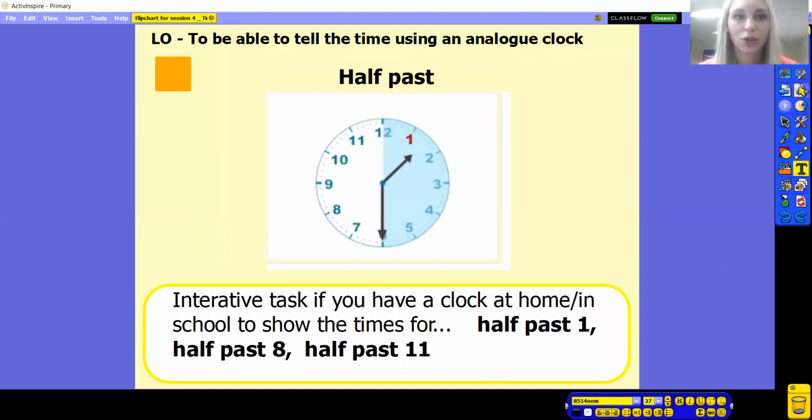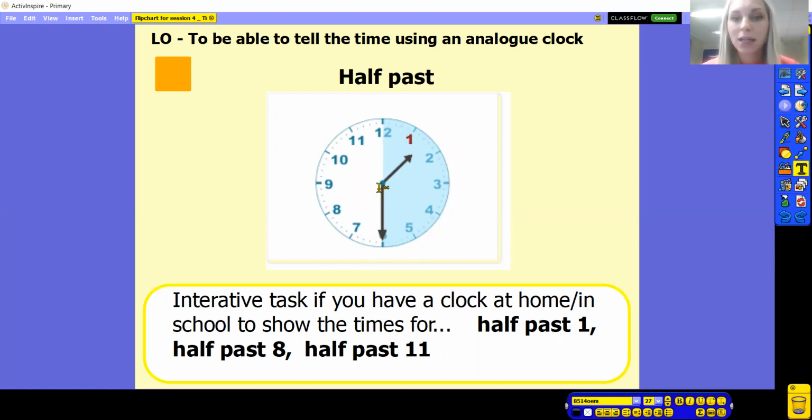Now I'm going to show you orange work. So orange work is telling the time to half past using the analog clock face. Okay, so we know from before that when the minute hand, this long hand, is pointing to the 12, that shows o'clock. Now when that minute hand has gone halfway around the clock and is now pointing at 6, we call that half past.